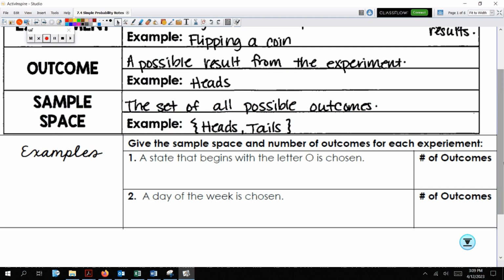All right, so this is an example. It says, give the sample space and number of outcomes for each experiment. A state that begins with the letter O. Well, I'm like, okay, so I know Ohio, that's close. Oklahoma. And I believe Oregon. So it has three possible outcomes that we choose a state, and it begins with the letter O.